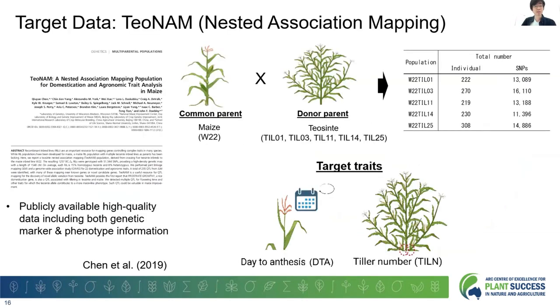And in this talk, I chose one data set called the TeoNAM data set, collected by Chen et al. in 2019. This is a publicly available high-quality data set developed from the hybrid of maize and teosinte.